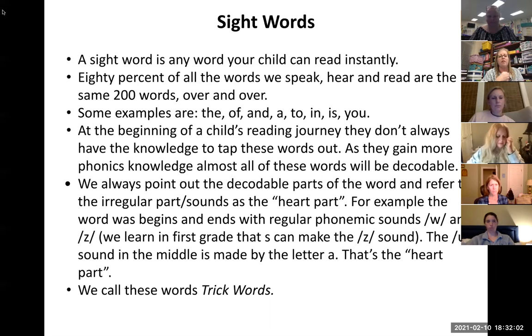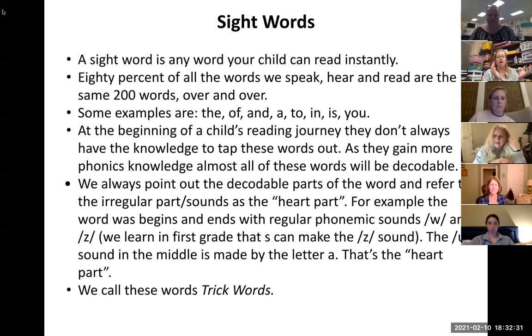So we start to point out that there's a part of these words that is decodable, and a part that is not. We refer to the irregular part, or the part that doesn't really follow the rule, as the heart part. For example, the word was begins and ends with regular phonemic sounds, because we know that W makes the W sound and S can also make the Z sound. In first grade, they learned that. We haven't learned that in kindergarten yet.